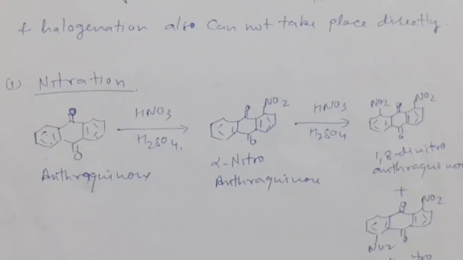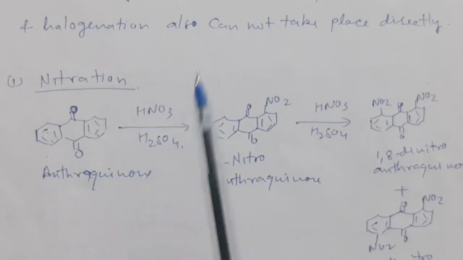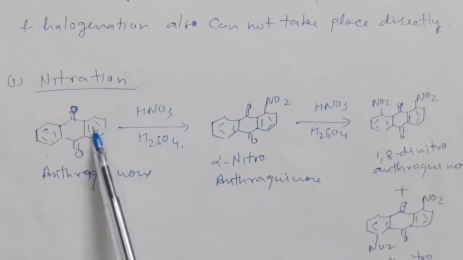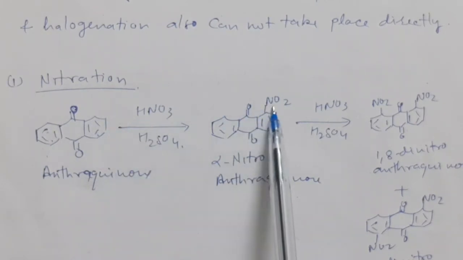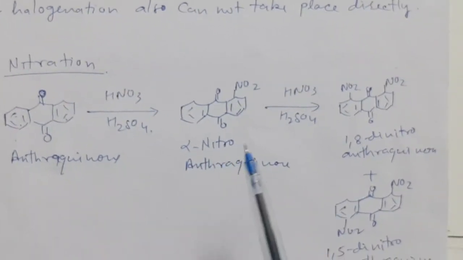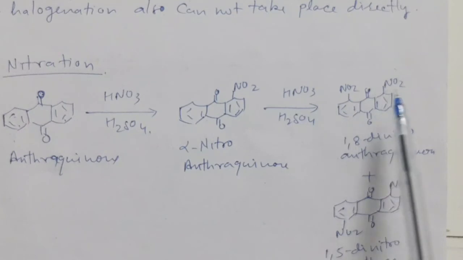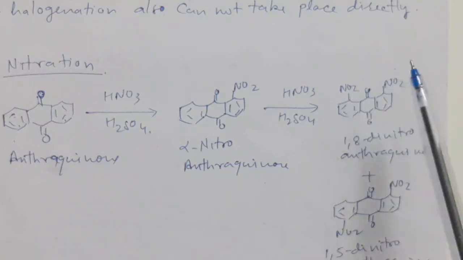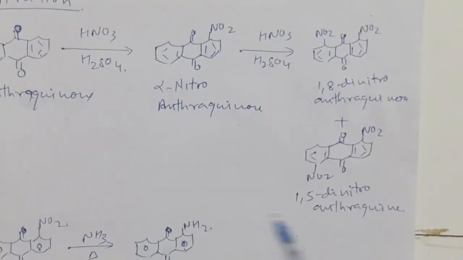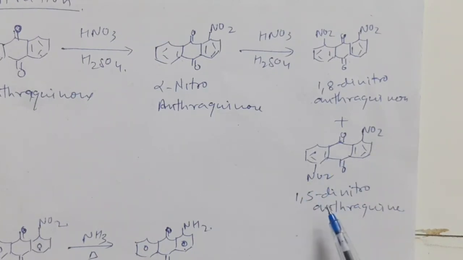The nitration reaction of anthraquinone: anthraquinone reacts with nitric acid in the presence of sulfuric acid. The nitronium ion is formed which attacks at the number 1 carbon atom, and the hydrogen is replaced by the nitronium ion and alpha-nitroanthraquinone is formed. This alpha-nitroanthraquinone further undergoes nitration and we get dinitroanthraquinone. If the nitro group is attached at 8 carbon, then we get 1,8-dinitroanthraquinone. It can also attach at 5 carbon, so we can get 1,5-dinitroanthraquinone.